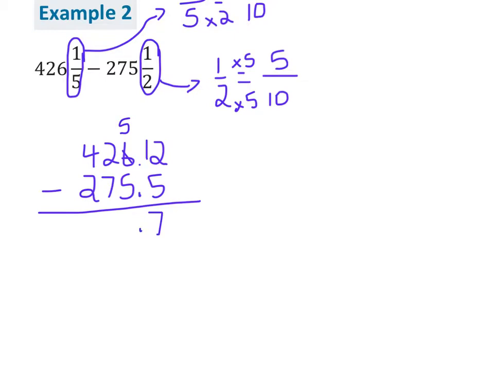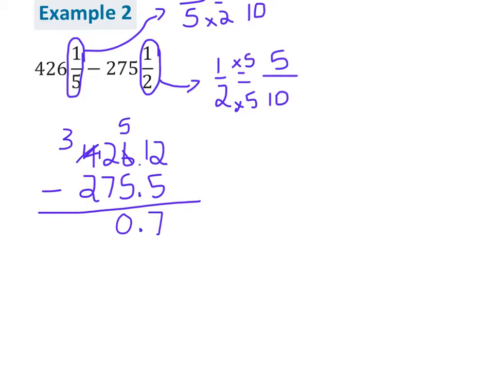Then I have to drop my decimal. I can do 5 minus 5. 5 minus 5 is 0. But here I cannot do 2 minus 7, so I have to go next door and borrow from my 4, making it 3, and then the 1 can come in front of the 2, making it 12.